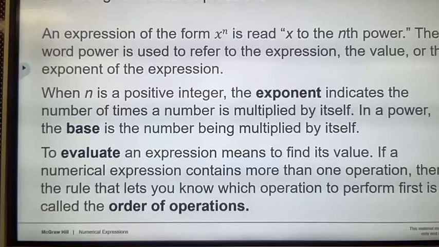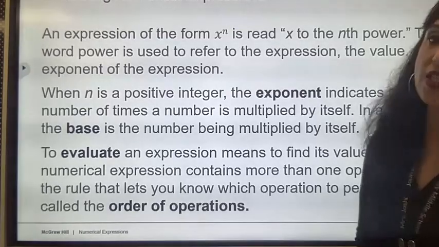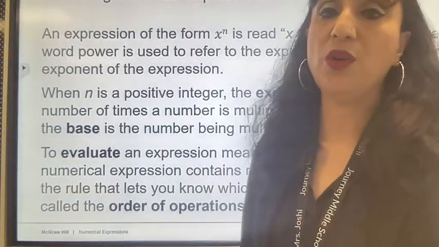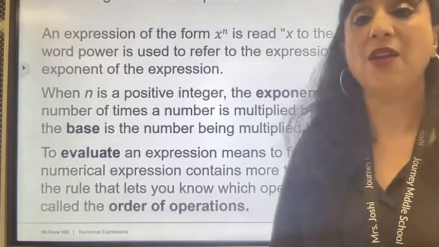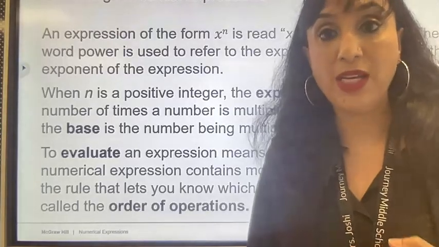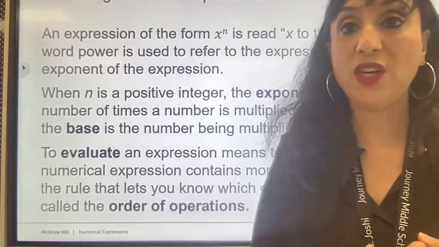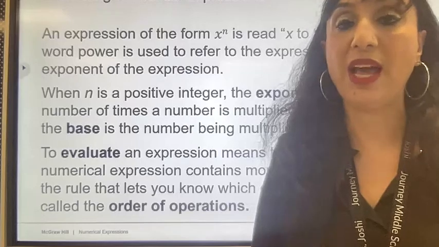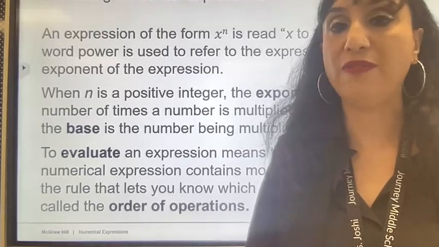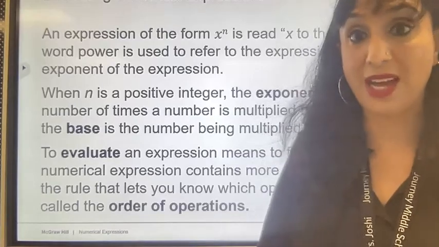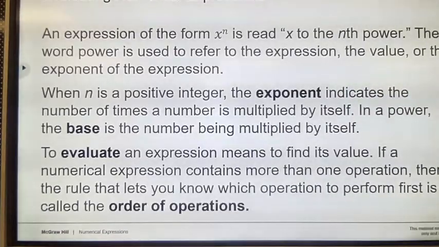If a numerical expression contains more than one operation, then of course we are going to follow PEMDAS, which is the order of operations: parentheses, exponent, multiplication and division go from left to right if only those two are left. And we have addition and subtraction, which also go left to right if only those two operations are left.